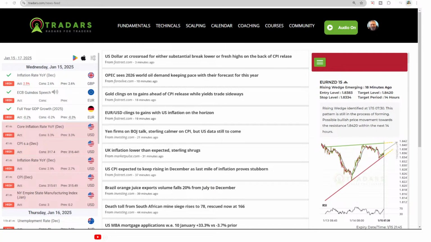Brazil orange juice exports volume falls 20% from July to December. Death toll from South African mine siege rises to 78, rescued now at 166. U.S. MBA mortgage applications WE 10 January 33.3% for August 3% prior.